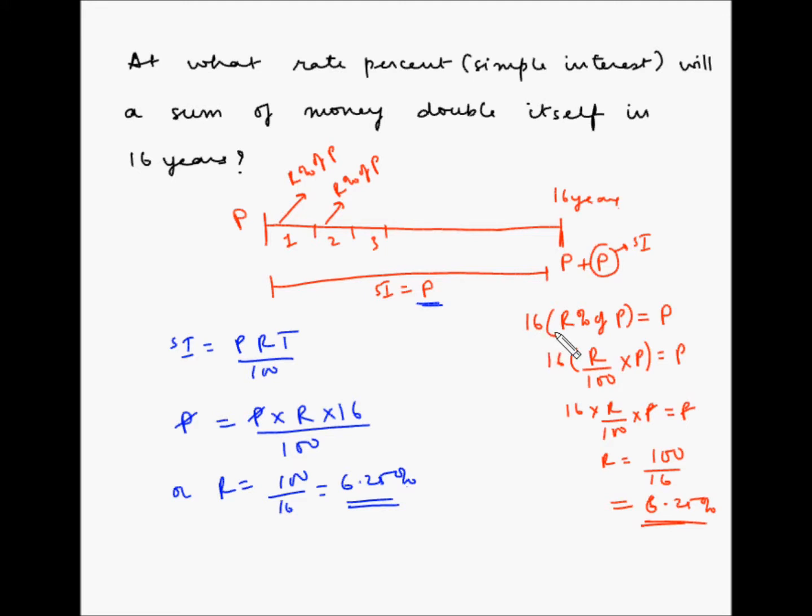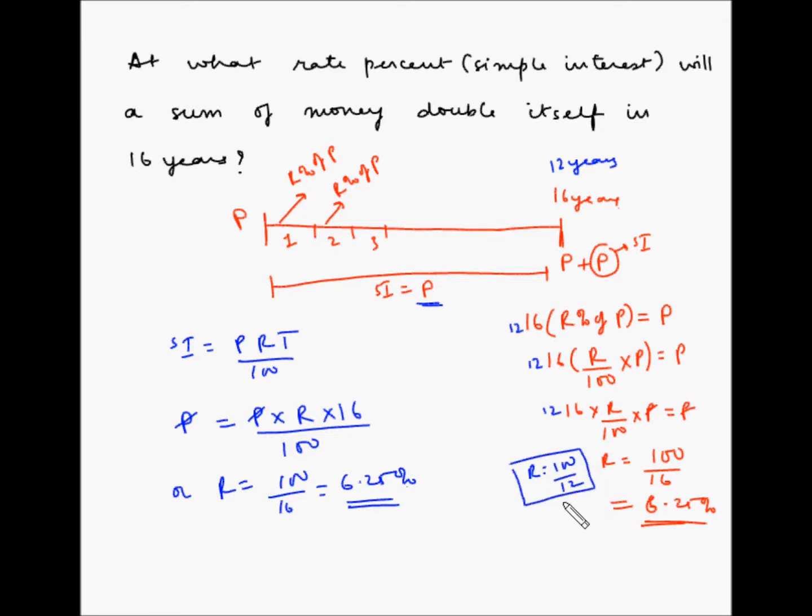So let us look at this calculation here. We had 16 multiplied by R percent of P is equal to P. 16 multiplied by R divided by 100 multiplied by P is equal to P. 16 multiplied by R multiplied by P divided by 100 is equal to P, and R is equal to 100 divided by 16. Now let's assume that this was 12 years. So the question was, at what rate percent simple interest will a sum of money double itself in 12 years? So this would have been 12, 12, 12, and R would have been 100 divided by 12.